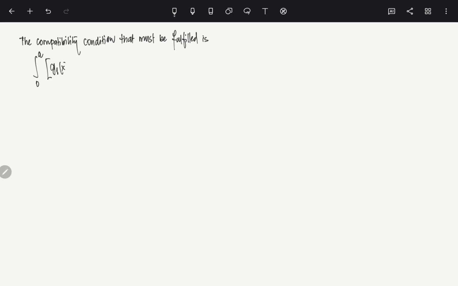So it is the integral from 0 to a of g1 of x minus g2 of x dx plus the integral from 0 to b of f1 of y minus f2 of y dy is 0. You remember the compatibility condition, the integral of the boundary data is going to be 0. So that's just the thing, we are just writing it like this. Okay. So now the solution of it, how do you find the solution?